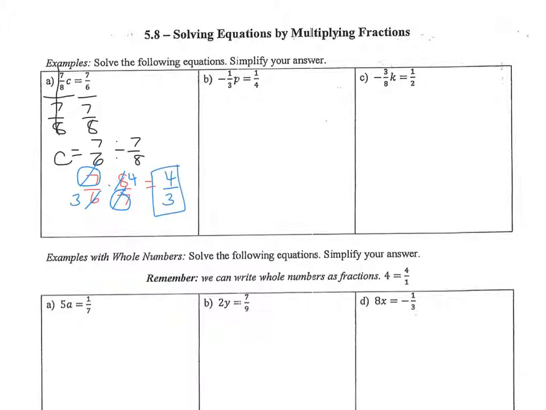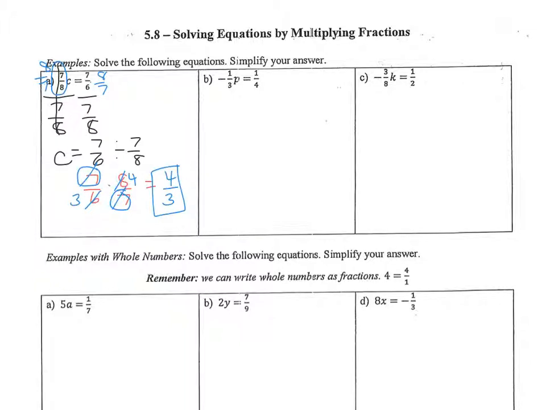So the fastest way from now on, instead of writing all that out, look for the coefficient of the variable and just multiply each side by the reciprocal. So it would have been faster to multiply both sides by 8/7. And I'm going to do it that way from now on.